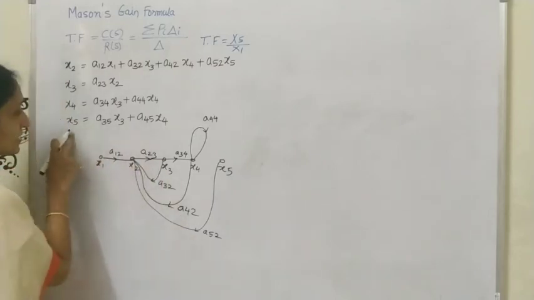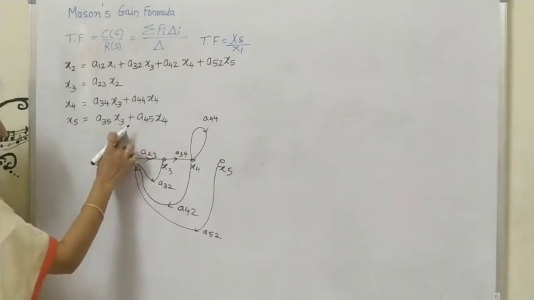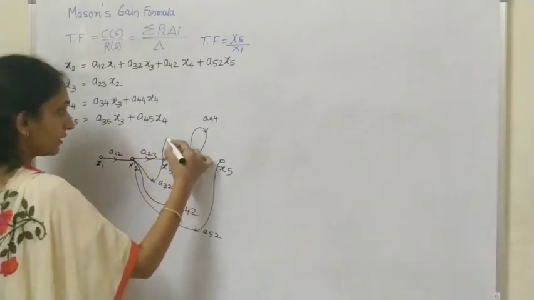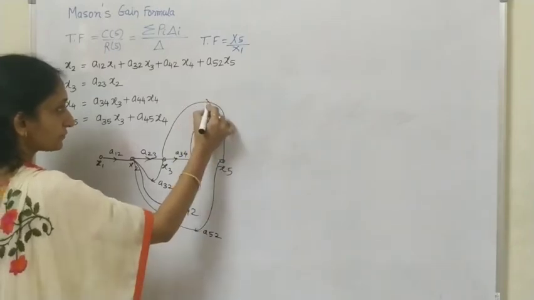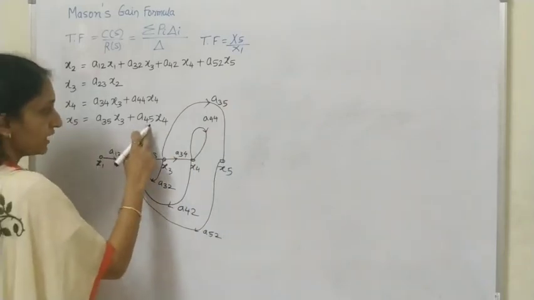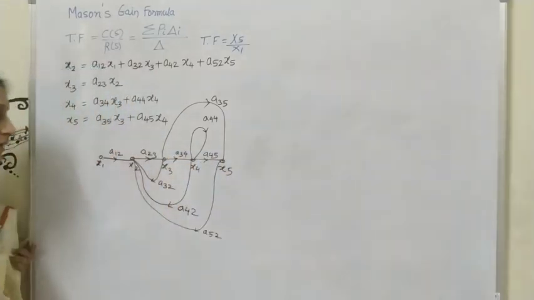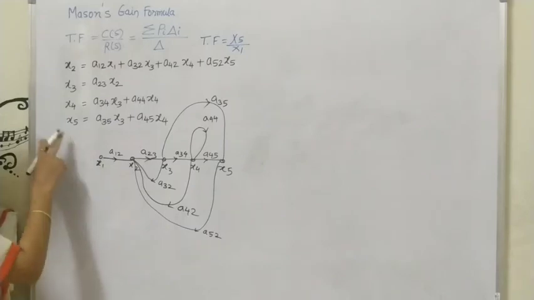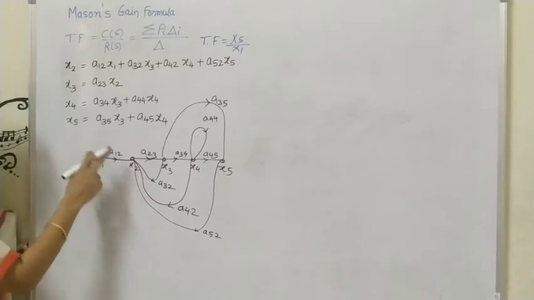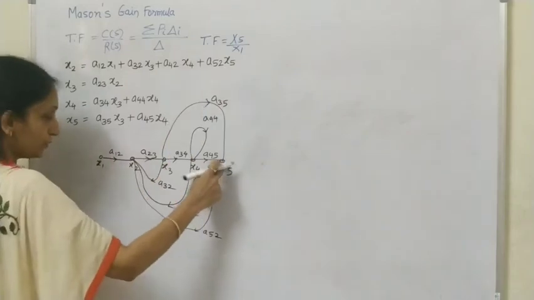Now the last equation, for x5 how many signals are there? 2 signals. So a35: the signal starts from 3 and ends at 5. So I have to draw like this, a35 x3. Then look at this, a45 x4. So this is the signal flow graph from the given equations. Now we have to solve this signal flow graph to get the transfer function x5 by x1. What is it? Output upon input.